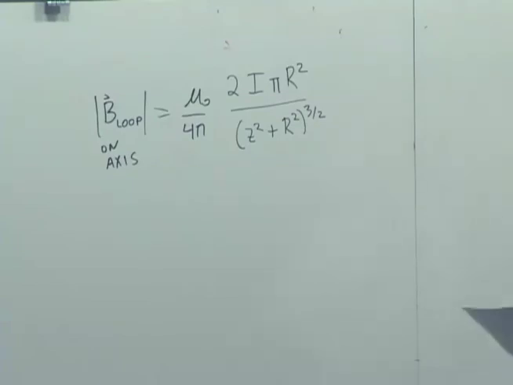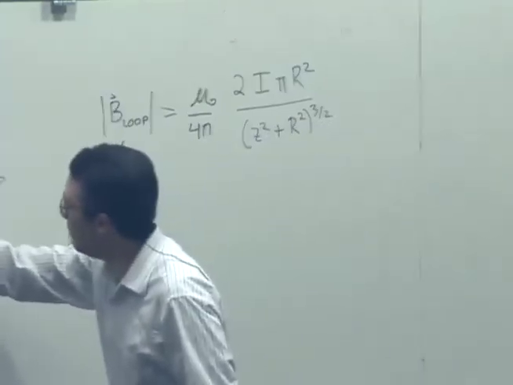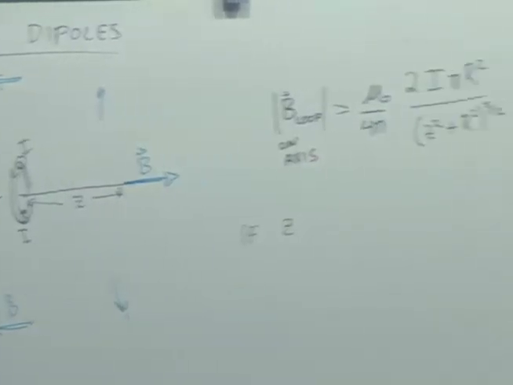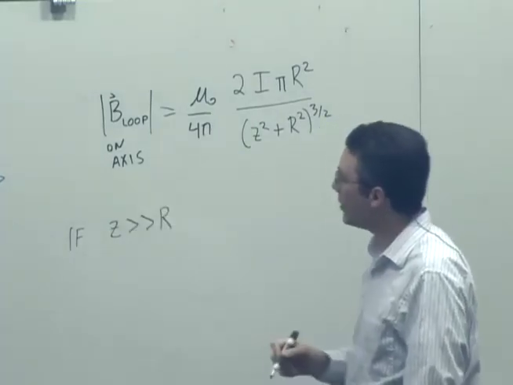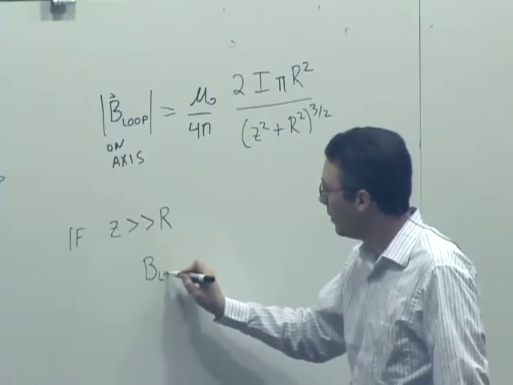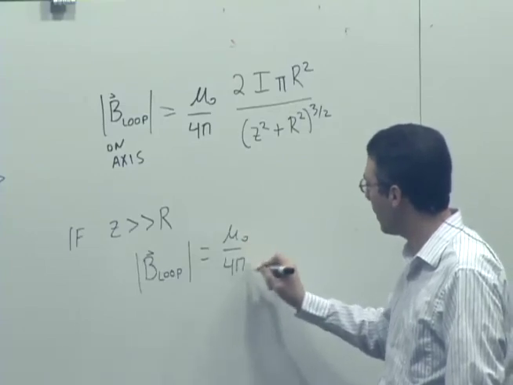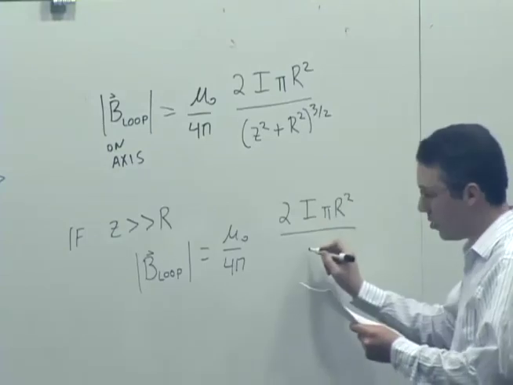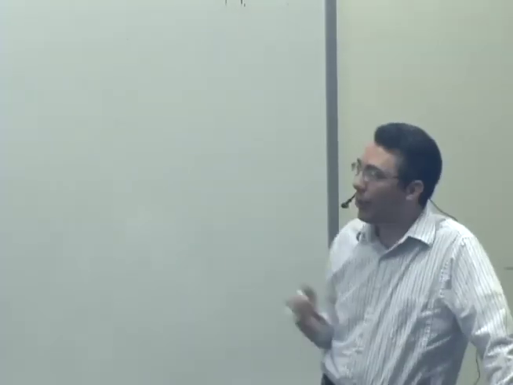And the z being the distance from the center to some observation location along that center line. And if z is much greater than the radius of the loop, then this simplifies to mu naught over 4 pi, and we have 2 times the current times pi r squared over the distance cubed. Okay, so we get a 1 over distance cubed dependence. It's a dipole, just like we saw for electric dipoles, a 1 over distance cubed dependence.